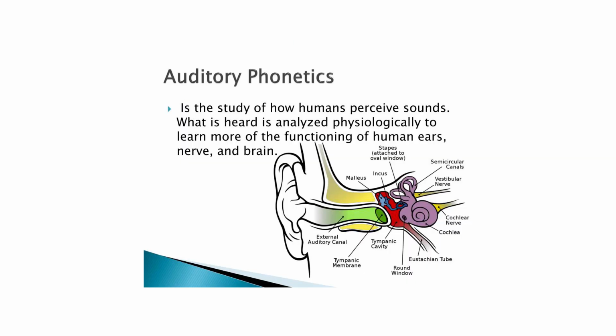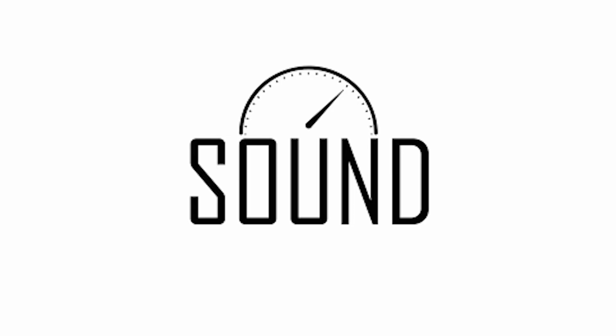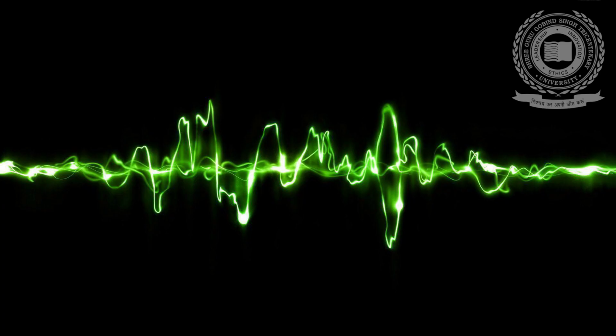Auditory phonetics is concerned with speech perception, principally how the brain forms perceptual representations of the input it receives. Basically, it focuses on listeners' ears and listeners' brain. Auditory phonetics focuses on the perception of sounds, or the way in which sounds are heard and interpreted.